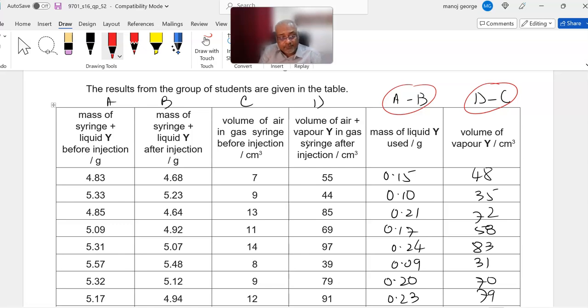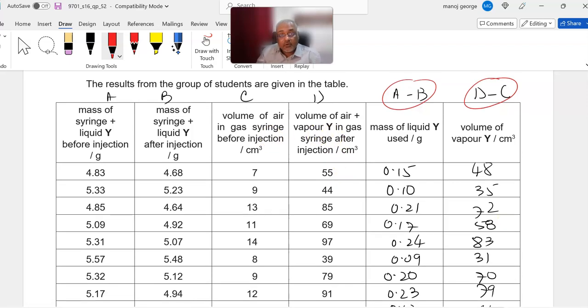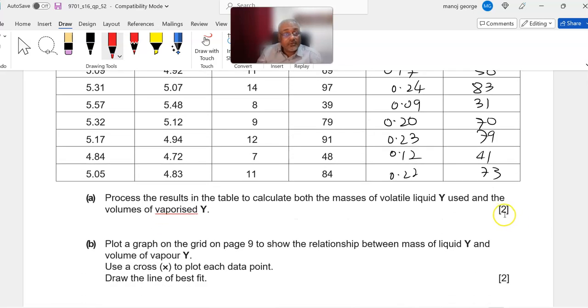To find the mass of the liquid, I hope it's very clear: if you do A minus B, that's the mass of the liquid and the syringe before the injection, minus that after the injection. So the difference between the two would be the amount of the liquid that you have used, and the amount of vapor would be the difference D minus C. After the sample is introduced, obviously the volume is going to be higher, so we do D minus C to get that. Interestingly, the marks allotted are only 2, which means you are not expected to make any mistakes in these calculations. For every wrong answer, there is a possibility of a minus 1 mark.